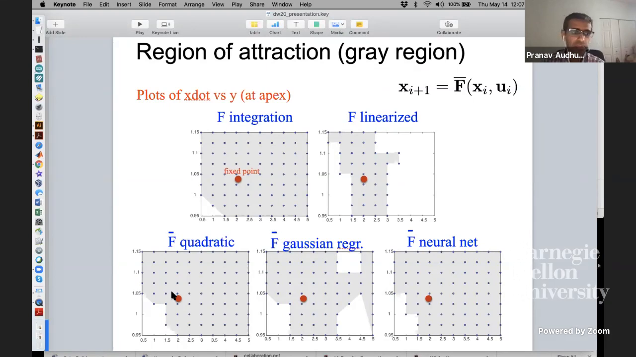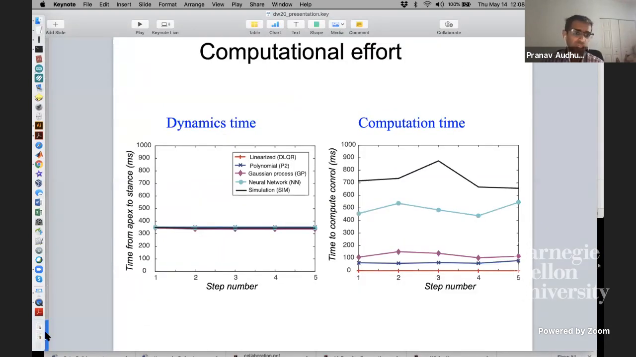The next question is, is this computationally efficient? In step-to-step control, what we're trying to achieve is that we have more time than is available in traditional continuous control. We have time from the apex almost to the stance to make a decision to swing the foot and place it in the right place. For all these 5 models, it turns out to be almost constant, 350 milliseconds. That is, it takes 350 milliseconds for the robot to go from apex to touchdown, and that's the time available for foot placement. This plot on the right shows the computation time.